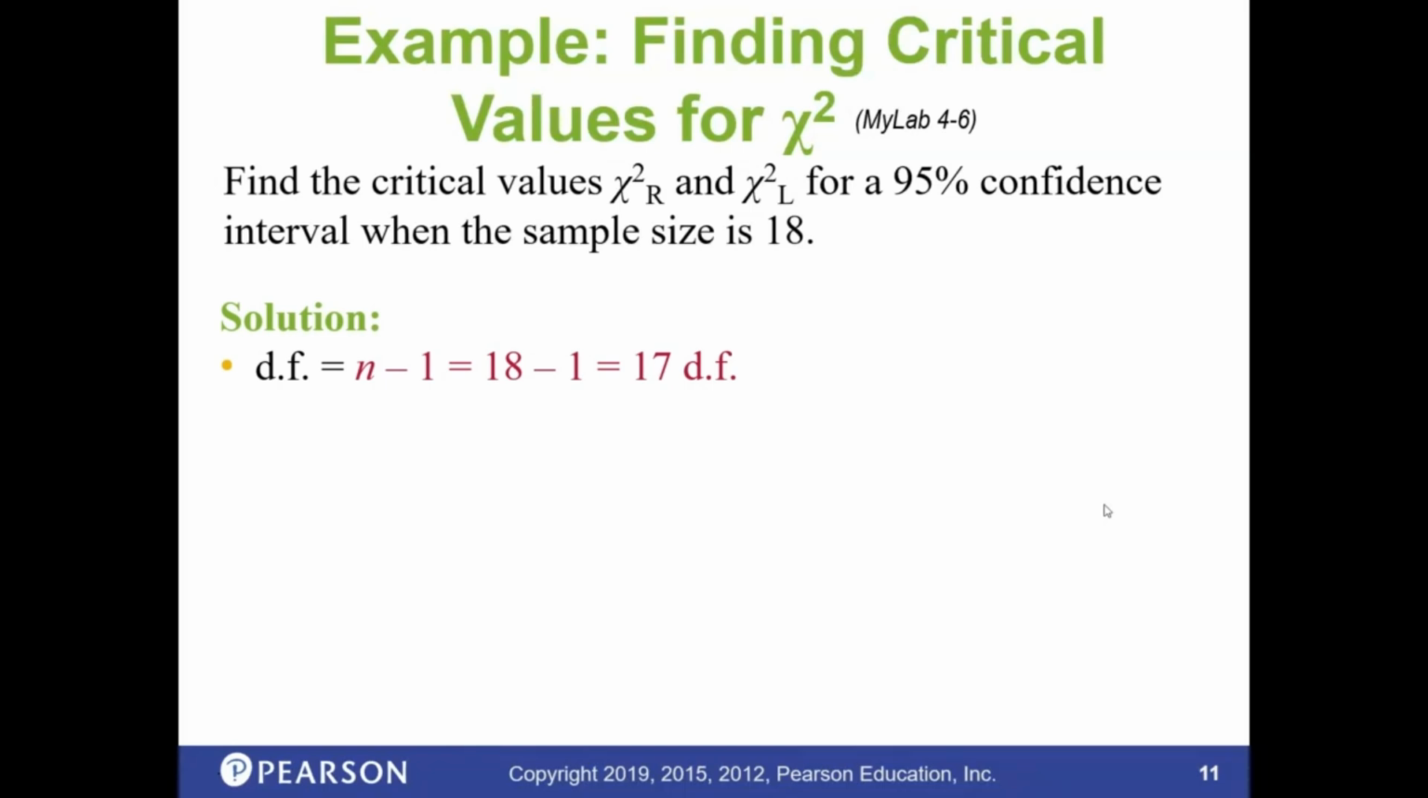Okay, first we need to find our DF. So the degrees of freedom is going to be n minus 1. Since it told me in this problem that the sample size is 18, that makes n 18, so 18 minus 1 gives me a DF of 17.